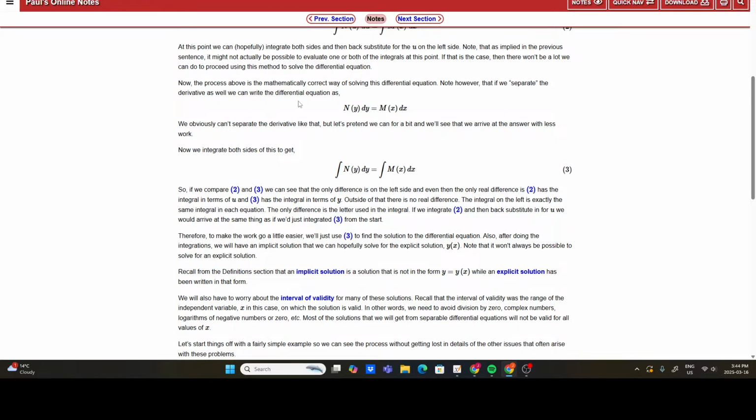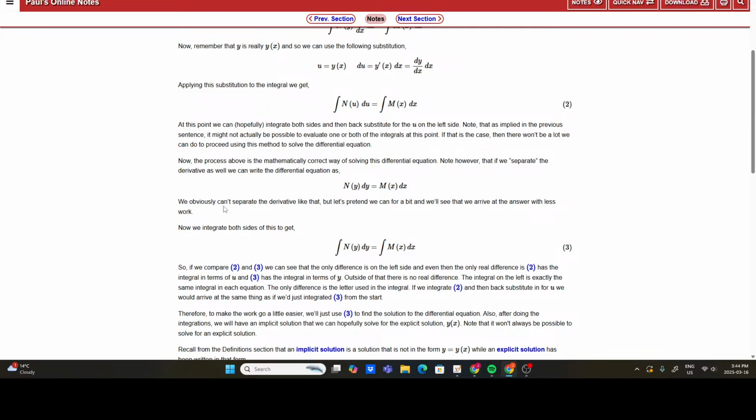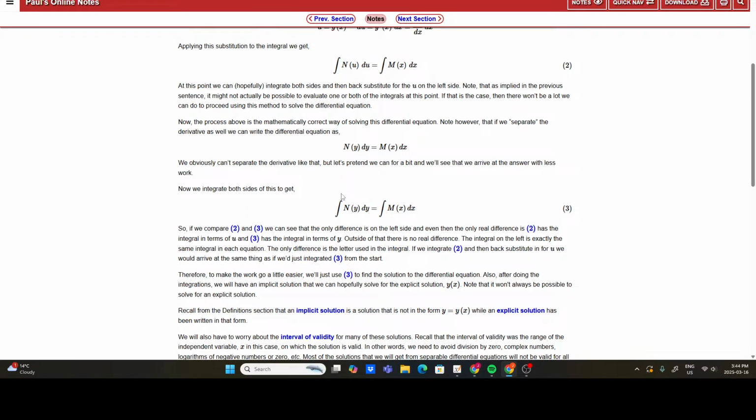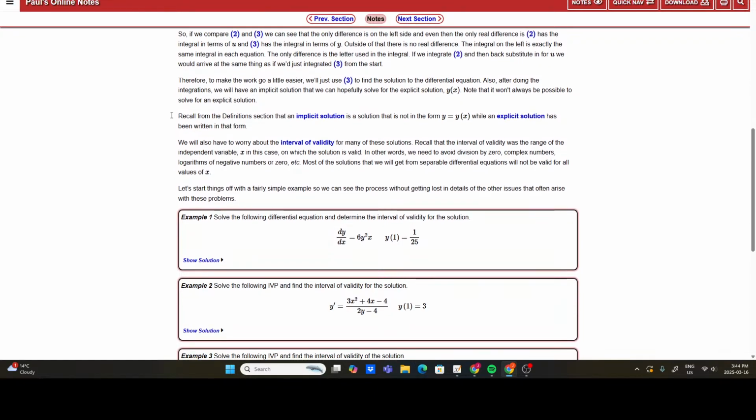We can write the differential equation as ny dy equals mx dx. If we separate the derivative as well, we can write the differential equation like this. Once we can separate the derivative like that, we can get the answer with less work.